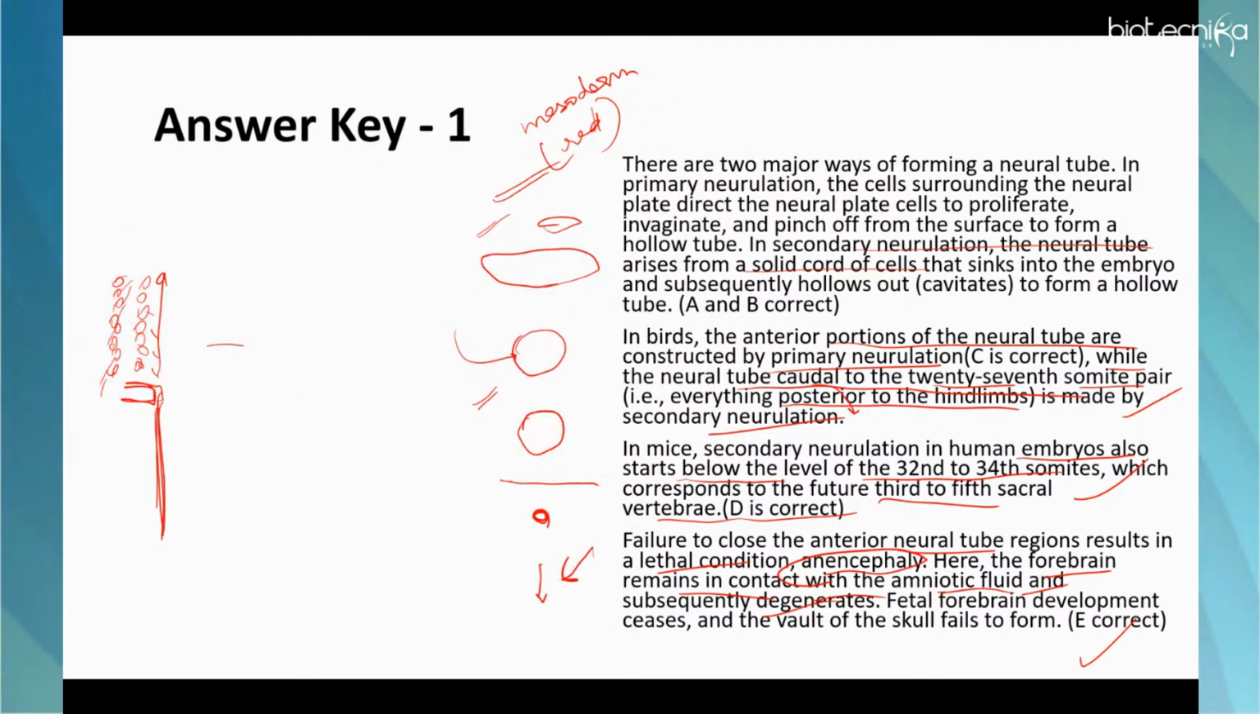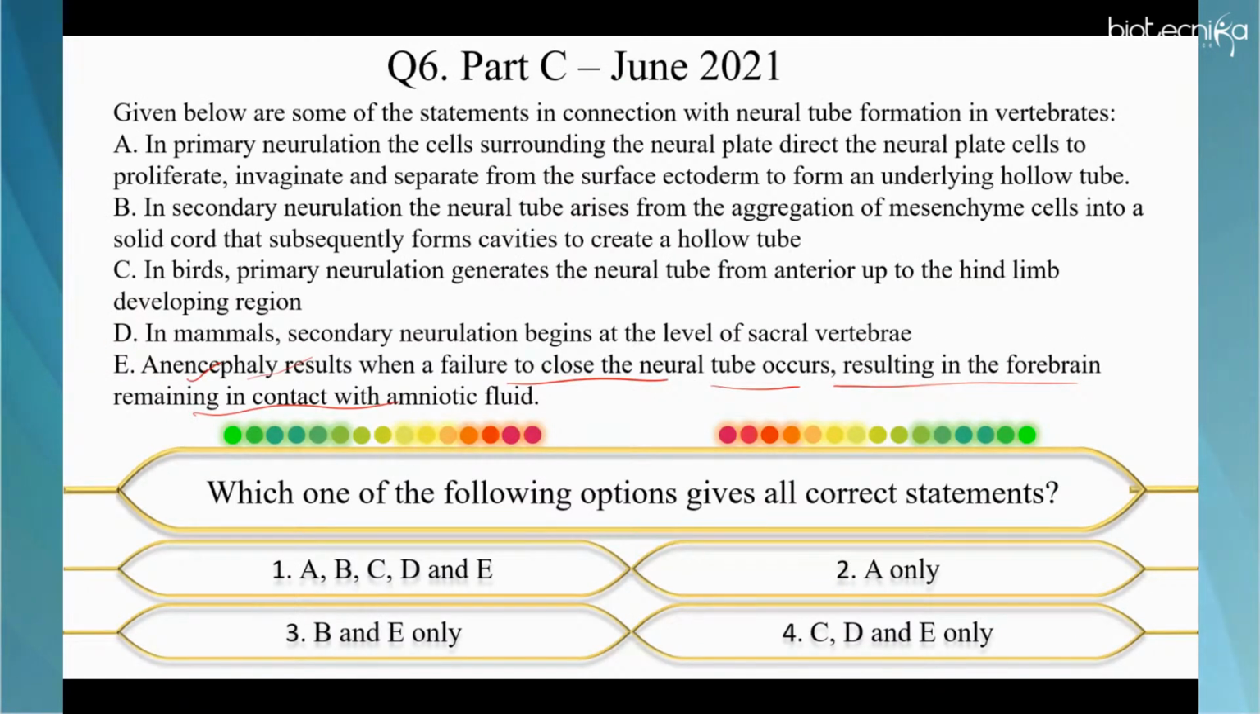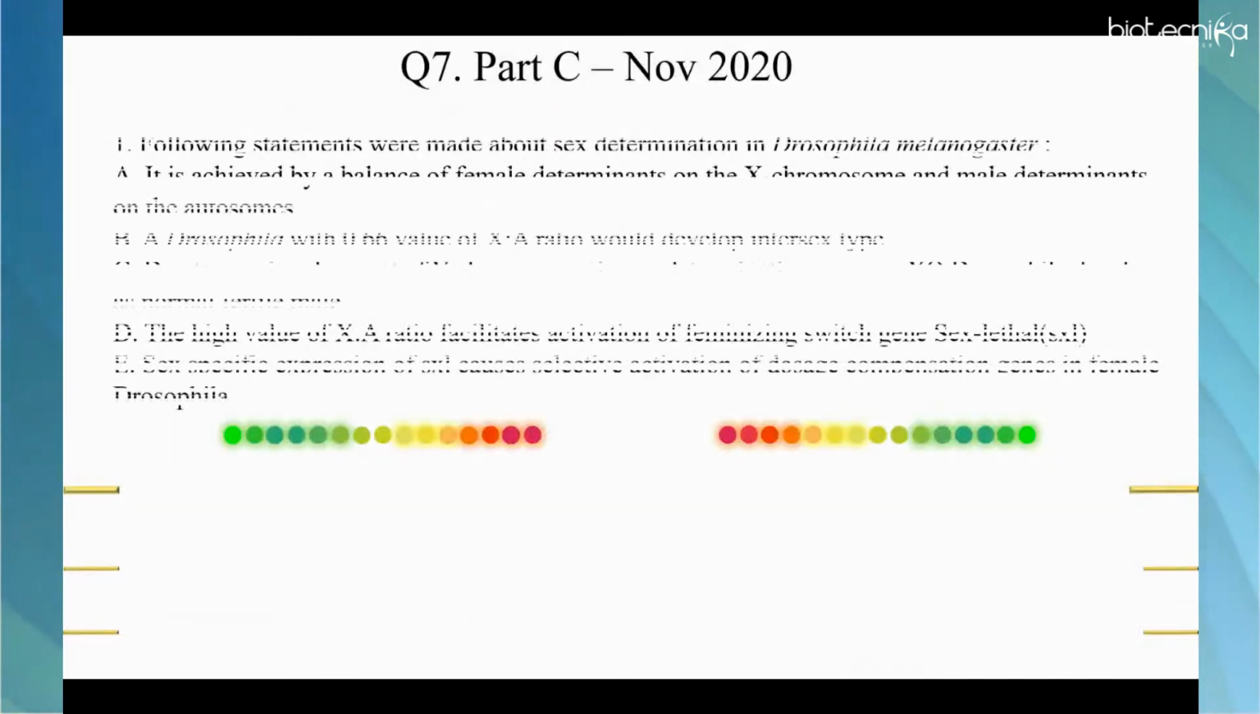So that is why here all the statements are correct. So A, B, C, D, and E, option 1, all the statements are correct here.